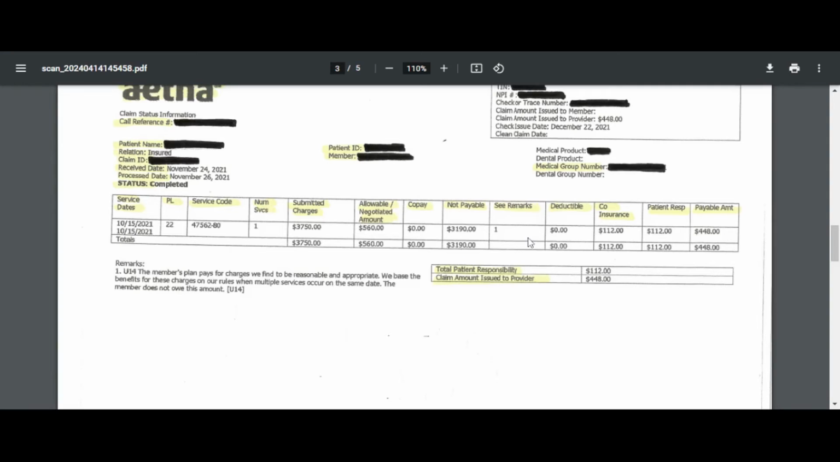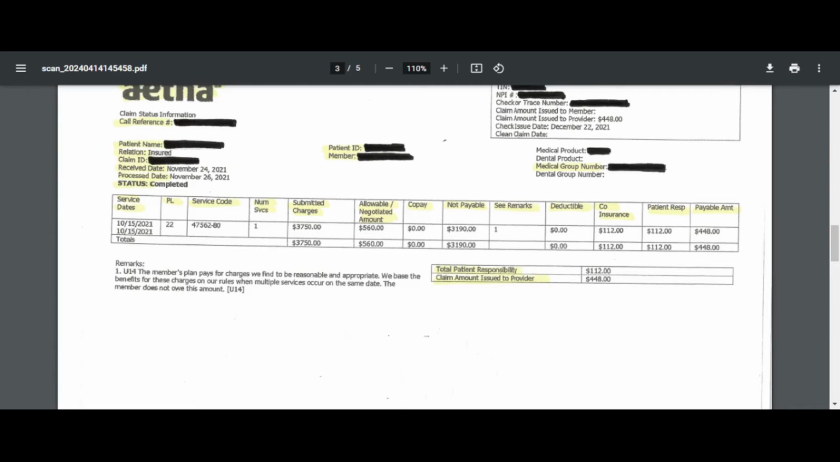You have remarks below, which we'll do a video on remark codes. You'll see it says, check out the remark codes. It has a 1 and you have the 1 below here. The deductible, the coinsurance, the patient responsibility, the payable amount. Below here, I really like how they laid this out because it says total patient responsibility. This can help you determine what you are supposed to be charging the patient.